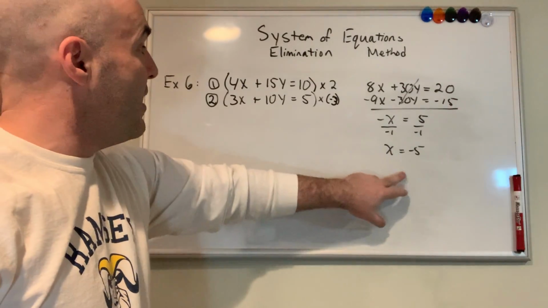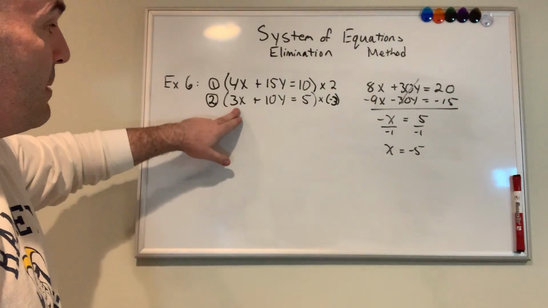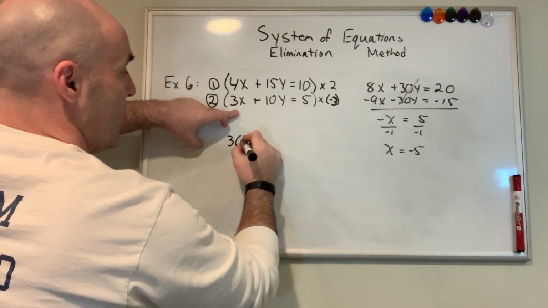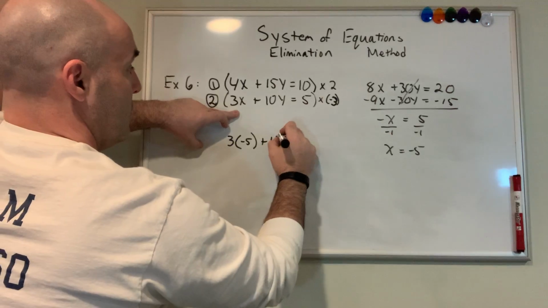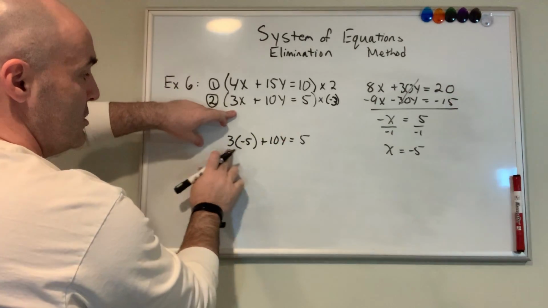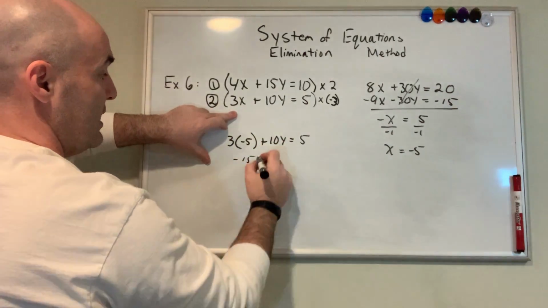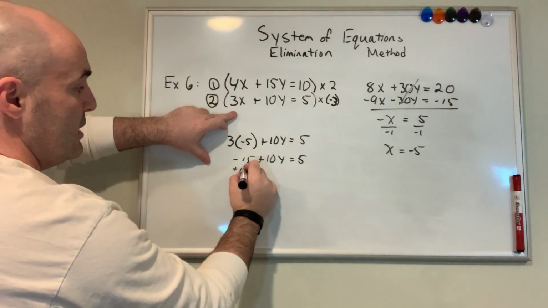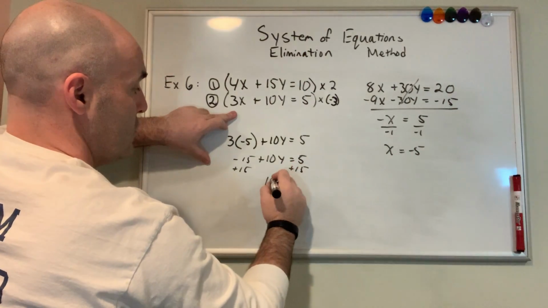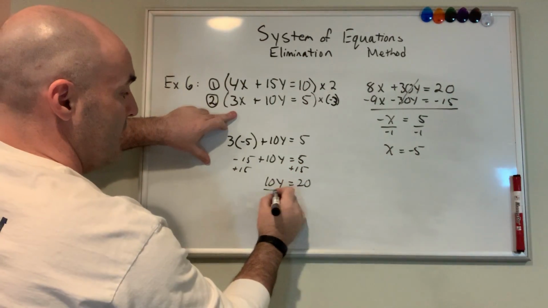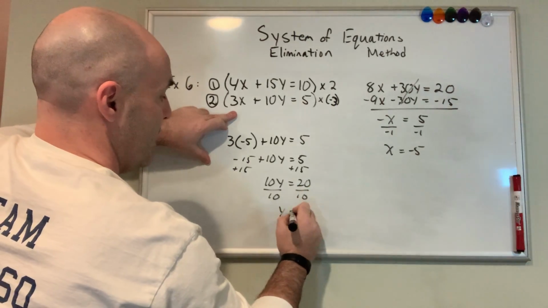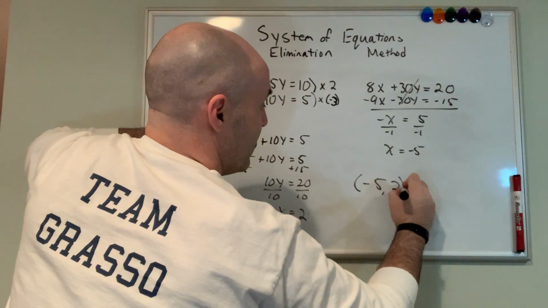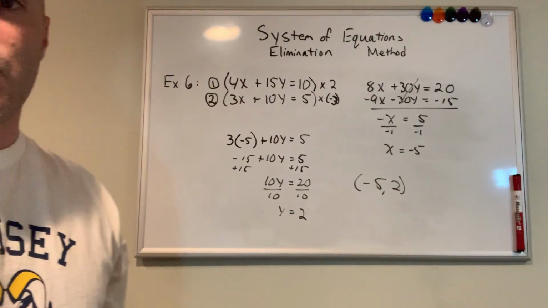Now I'll plug negative 5 back into any equation. Let me plug it back into this one here. So I have 3 times x, which is now negative 5, plus 10y is equal to 5. So 3 times negative 5 is negative 15. Okay, I'll add 15 to both sides. So 10y is equal to 20. Divide both sides by 10 and y equals 2. So we have the coordinate negative 5 comma 2 is the solution to that system.